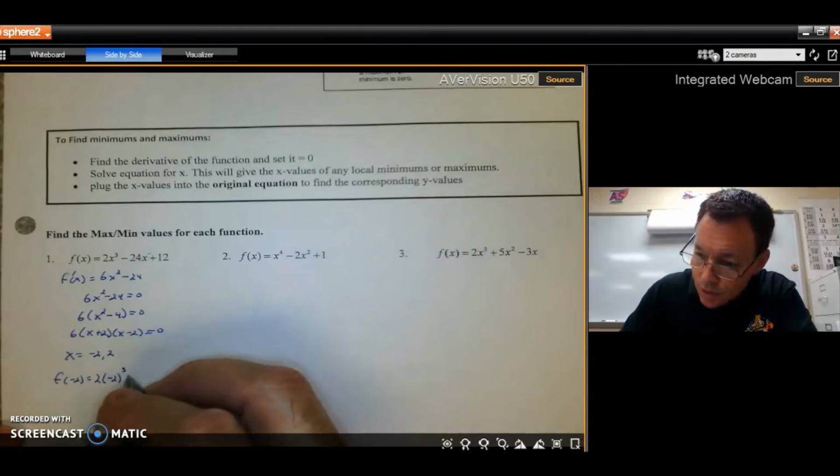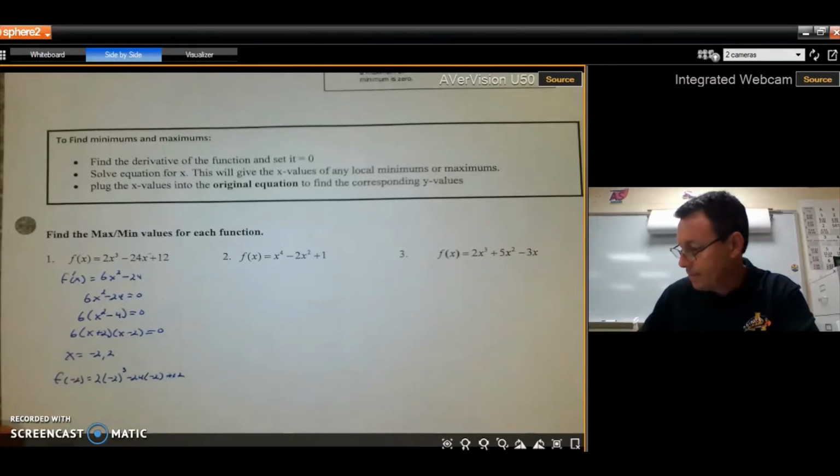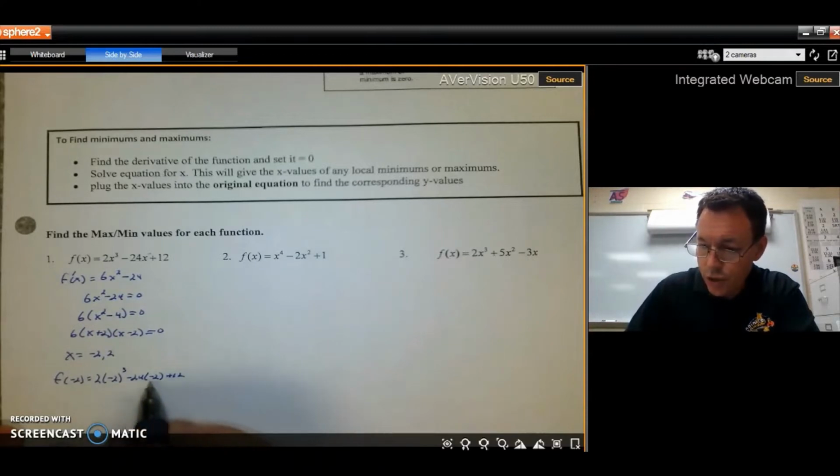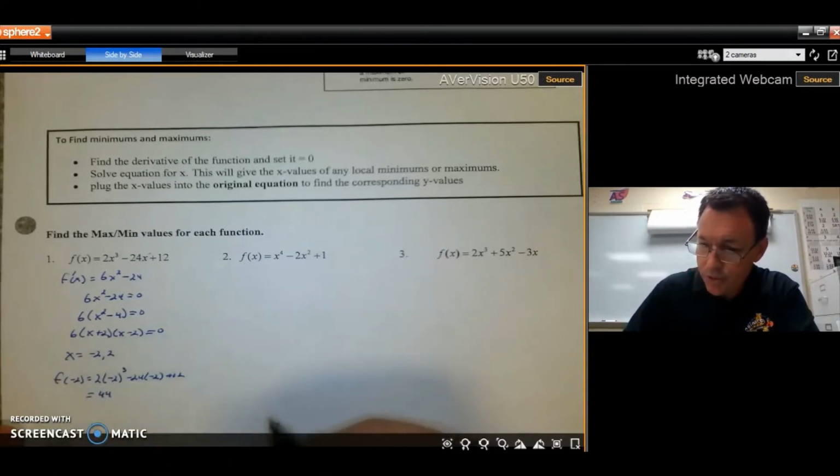So this is negative 2 cubed minus 24 times negative 2 plus 12. Plug them all into that. You can put that in your calculator. You could probably do that in one step, as long as you use parentheses. Put that in your calculator, and you should get 44 as an answer.